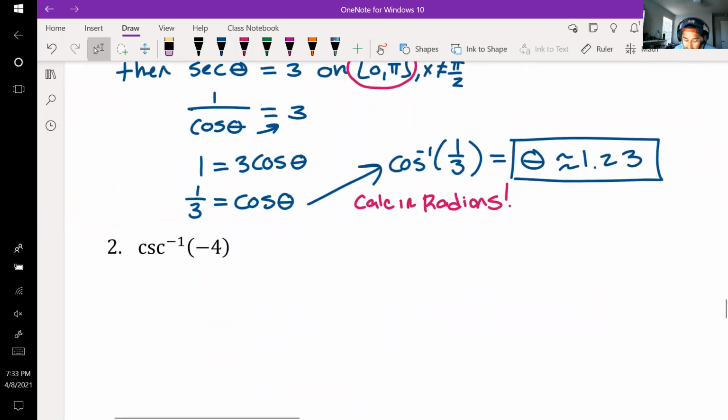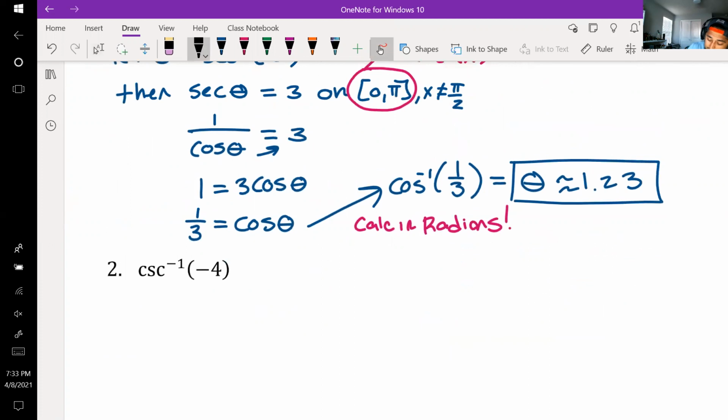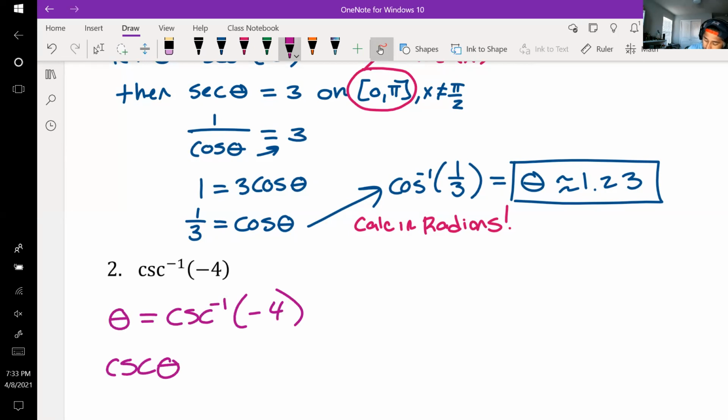Exactly. All right. So let's go ahead and do the same with cosecant. You don't have an inverse cosecant button on your calculator, so we go ahead and make that conversion again. We say theta equals the inverse cosecant of -4. Then cosecant theta is equal to -4. On what restrictions? For cosecant, negative pi over 2 to pi over 2, and it cannot equal 0.